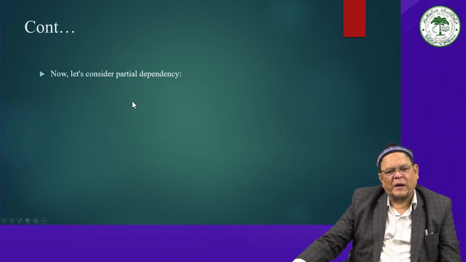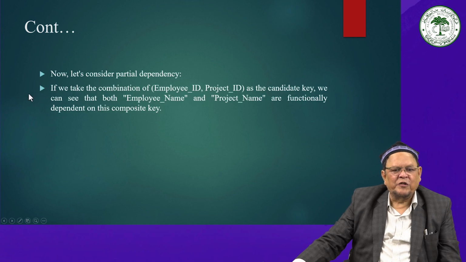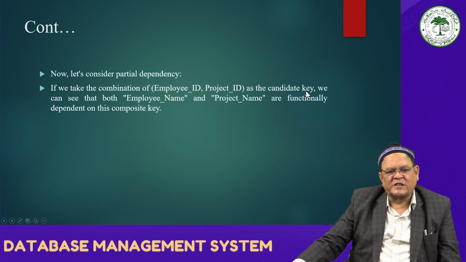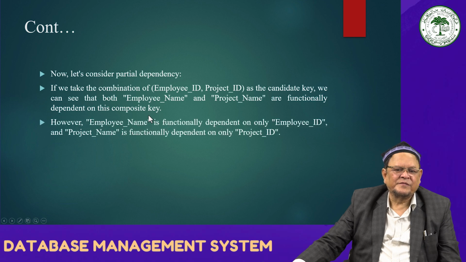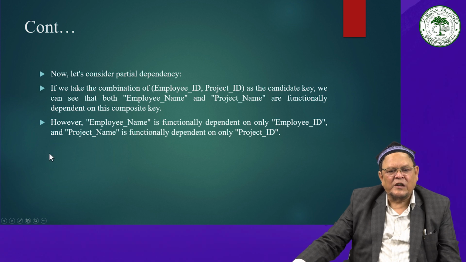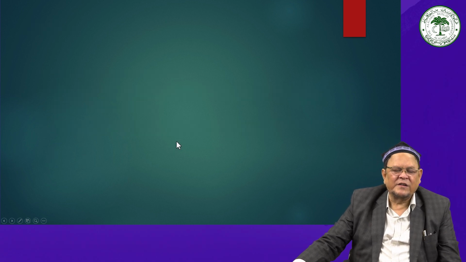Now let's consider the partial dependencies. If we take the combination of employee ID and project ID as the candidate key, we can see that both the employee name and project name are functionally dependent on this composite key, employee ID and project ID. Employee name is functionally dependent on the employee ID, and project name is also functionally dependent on the project ID.